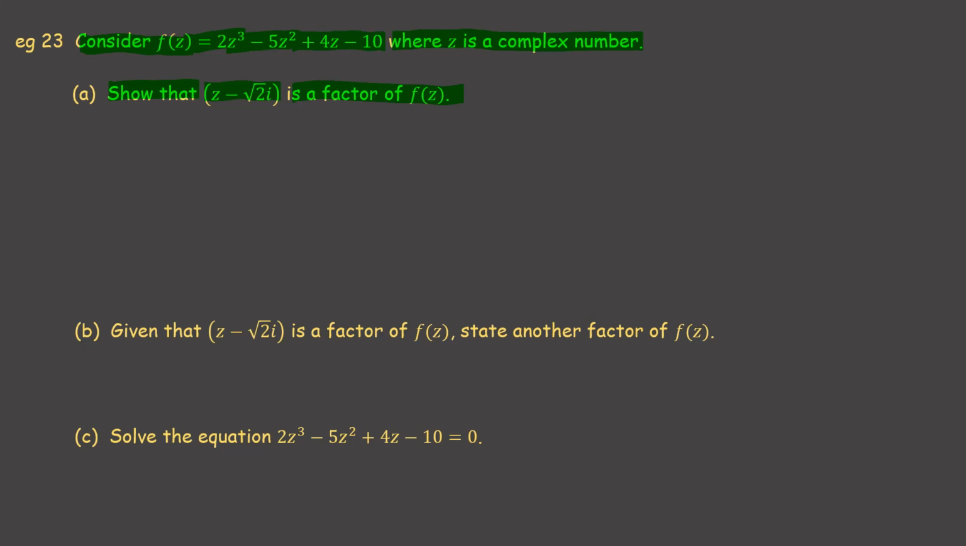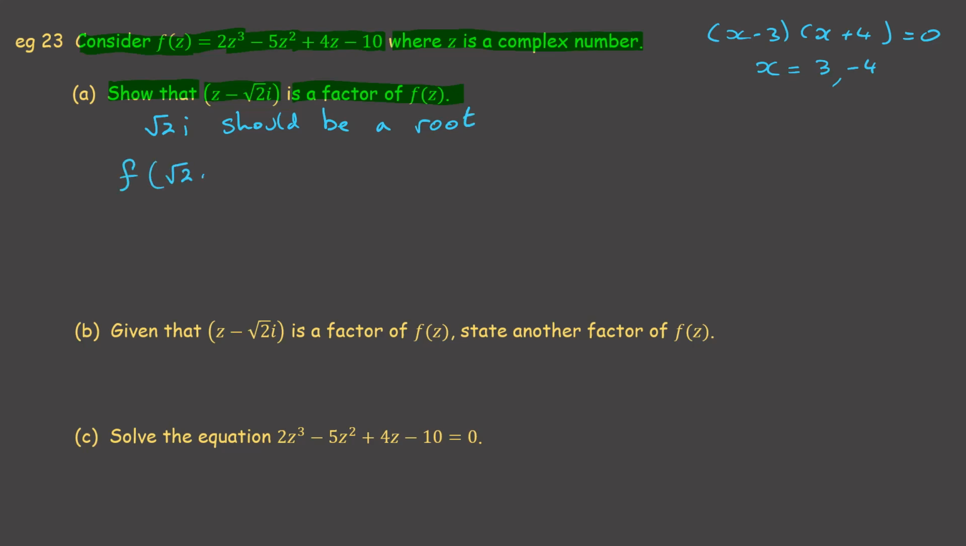Well, we know, for example, from our work on quadratics, that when we get something like x minus 3, x plus 4 equals 0, that tells us the roots are 3 and negative 4. And so what we know here is that root 2i should be a root. So let's check it and see if it is.